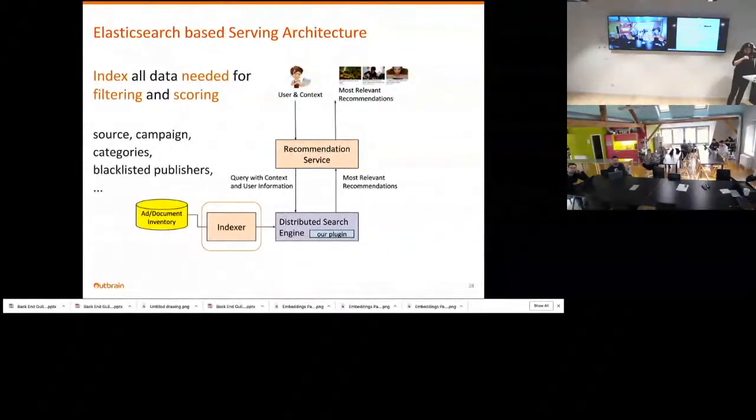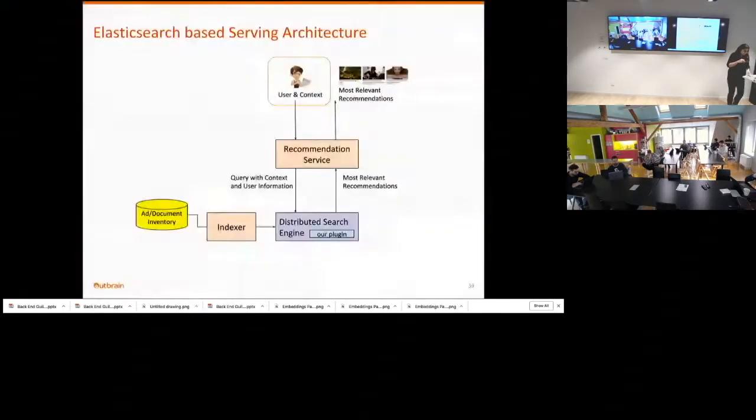And what kind of metadata is being extracted? We basically want to index all data which is relevant for filtering and scoring. It can be the source of the ad, the campaign of the ad, the categories which are, for example, used for scoring, and blacklisted publishers which are used for filtering. All this information is being stored in Elastic. And it's being done in cycles. It can be 5-minute cycles, 10-minute cycles, depending on the serving domain.